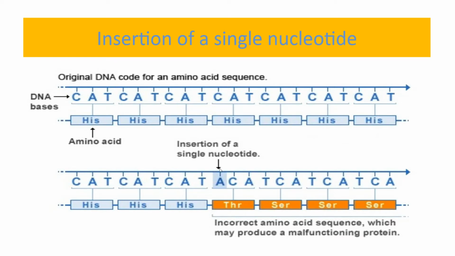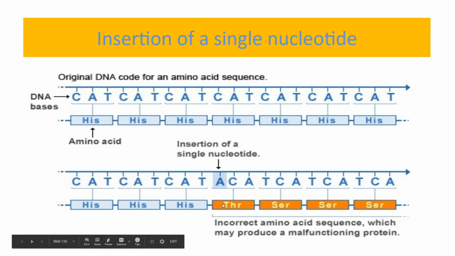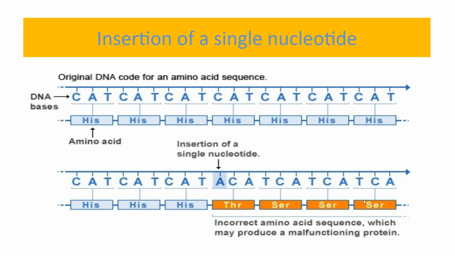However, as you can see, as soon as you insert that in there, it makes a knock-on effect and everything has to move up one space. So now this codon is ACA, now this one is TCA, this one is TCA, and so on. So by inserting one nucleotide, you have essentially changed the rest of the amino acids. They were all His, you can see here, but by inserting that, you've changed each of these codons, and therefore all of the amino acids after the mutation have also changed.